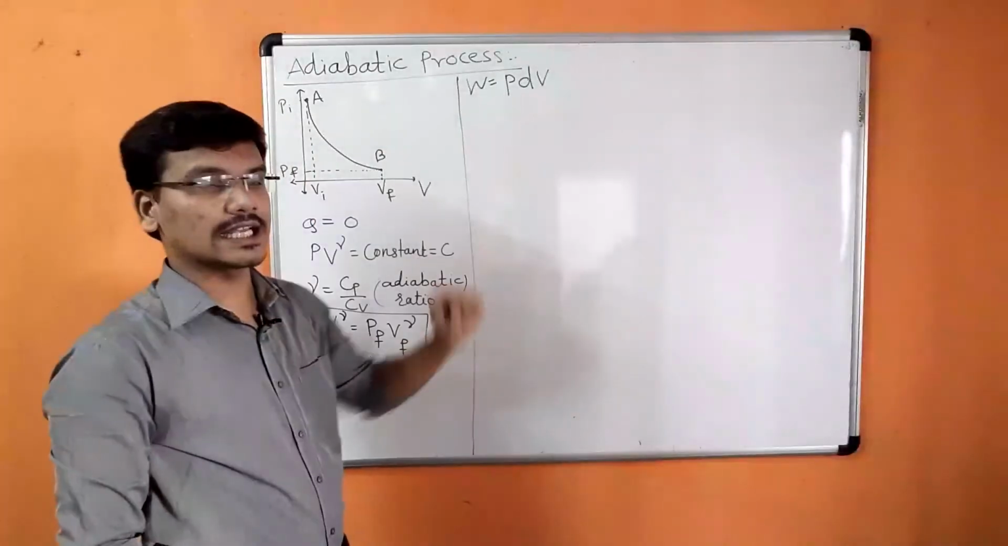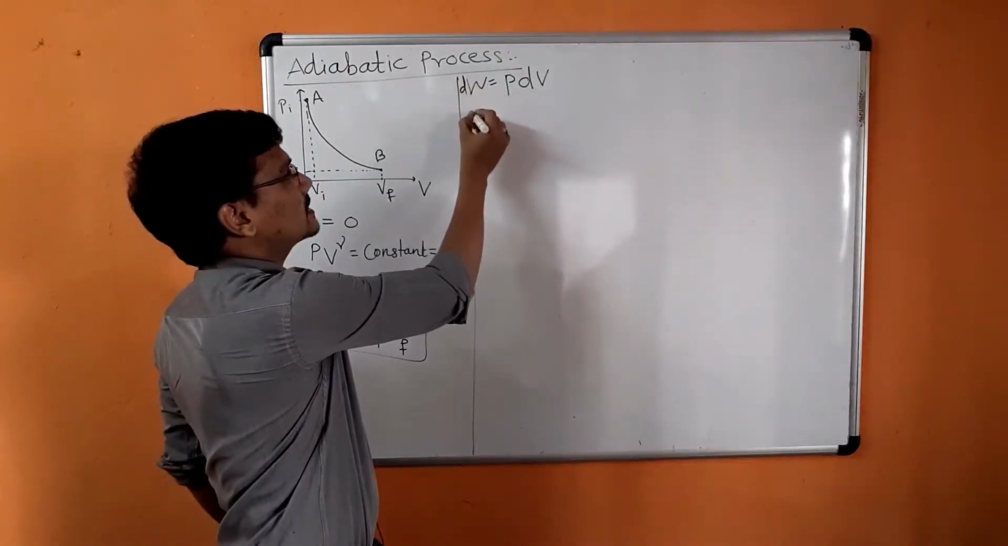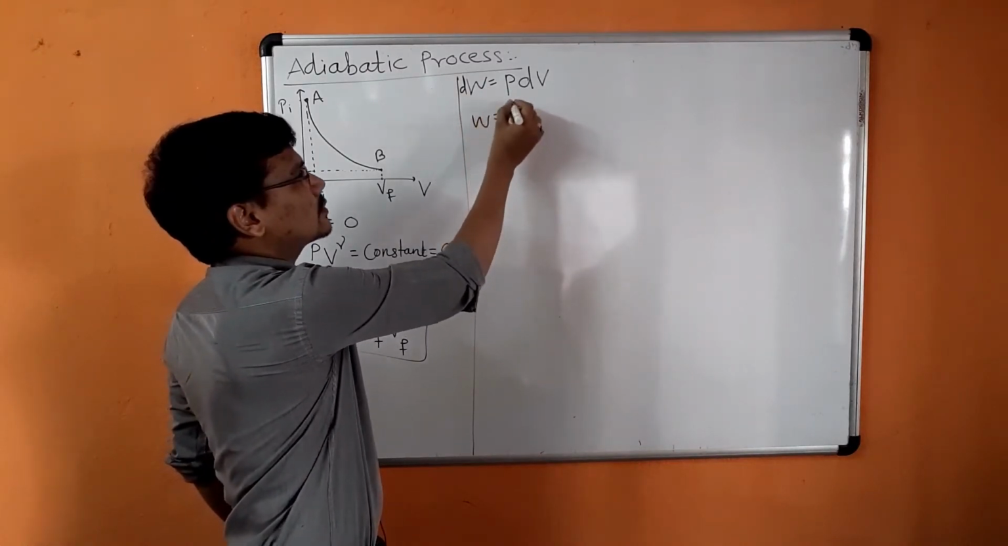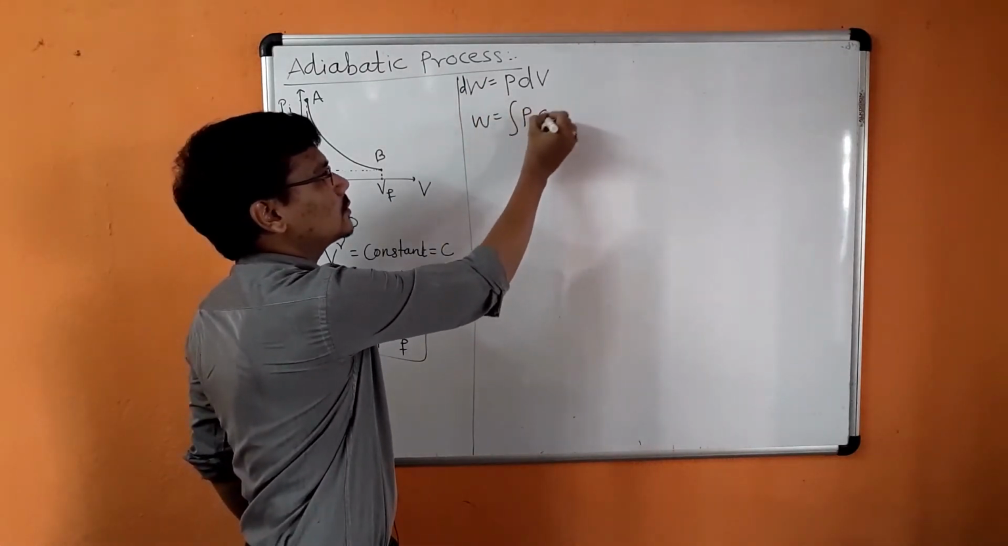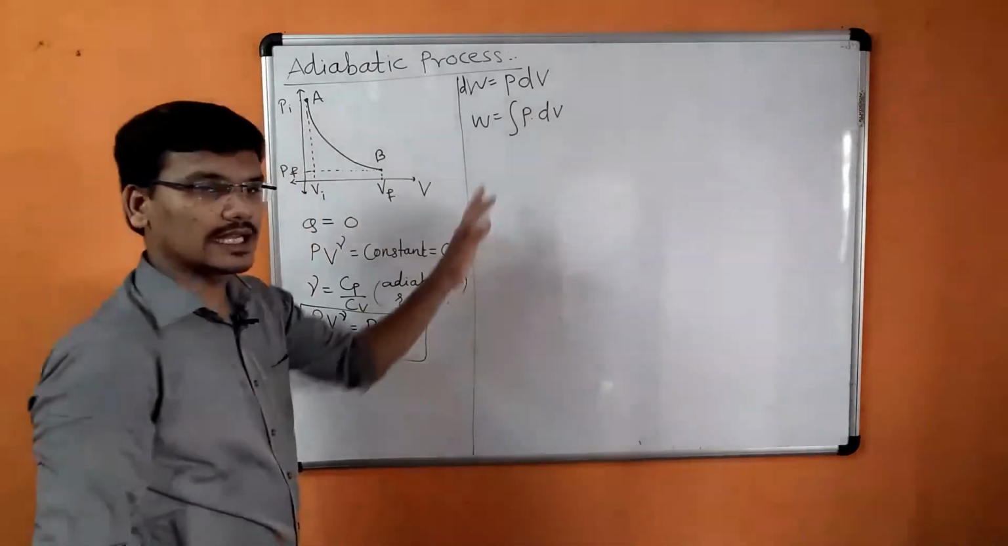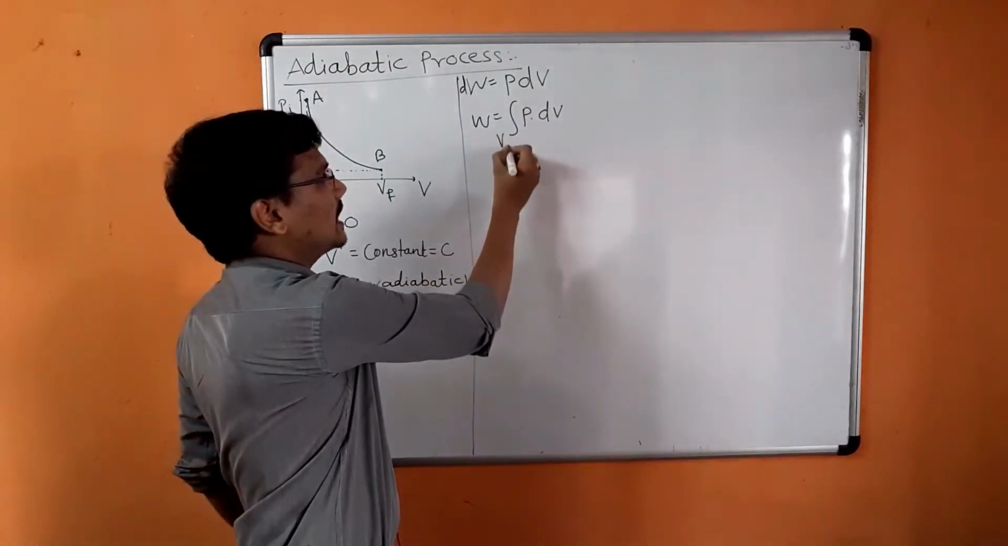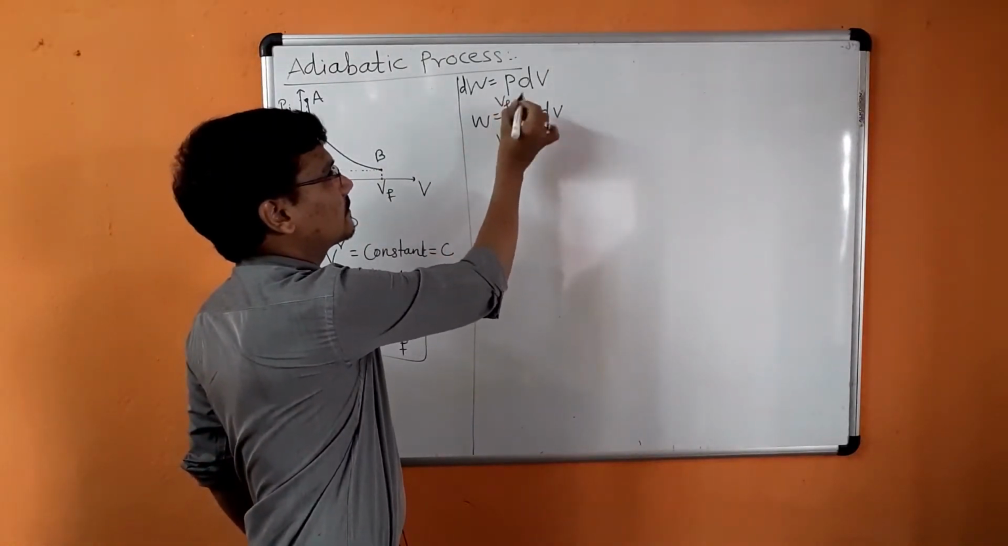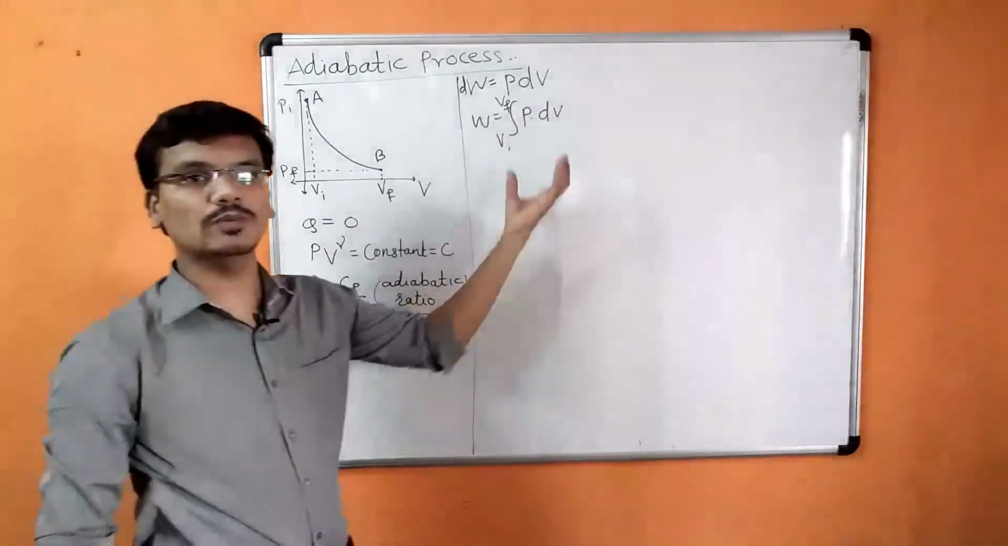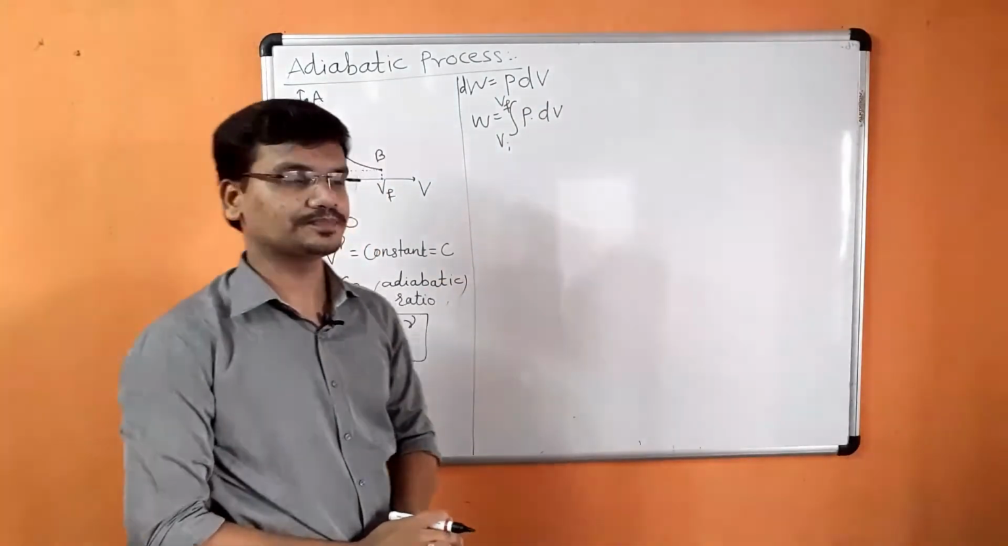Therefore, taking integration, W equals the integration of P dV. The integration is from Vi to Vf, initial volume to final volume.